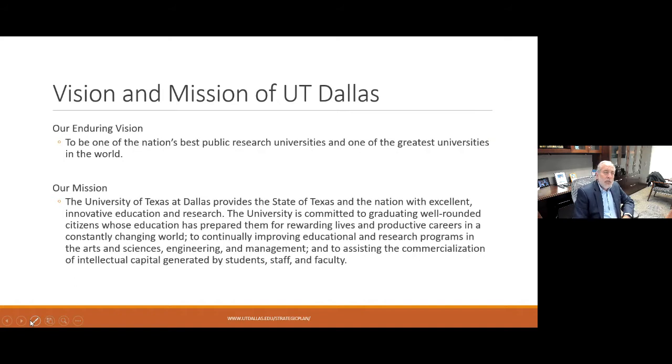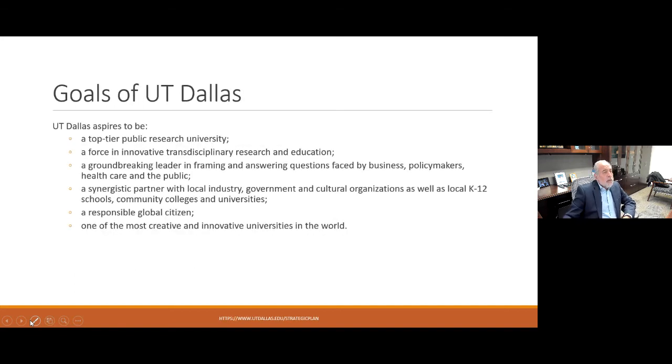If I can have the next slide. Our vision is to become one of the best public research universities in the United States and one of the greatest universities in the world. We want to offer excellent research and excellent education to not only the students from the state of Texas, but also all around the world. And we want to be engaged with these students to be productive members of our society. If I can have the next slide. Our goals are to be a top-tier research university. We want to be a force in interdisciplinary and transdisciplinary research and education.